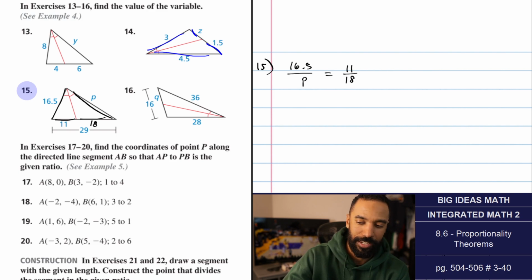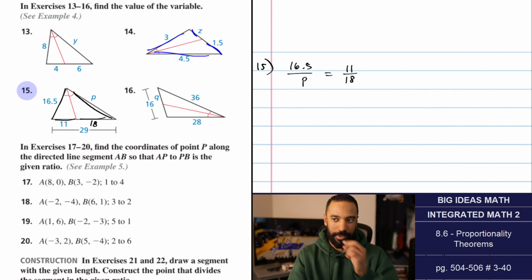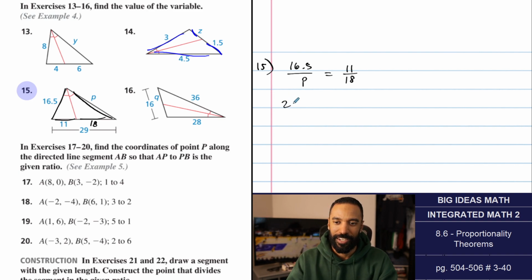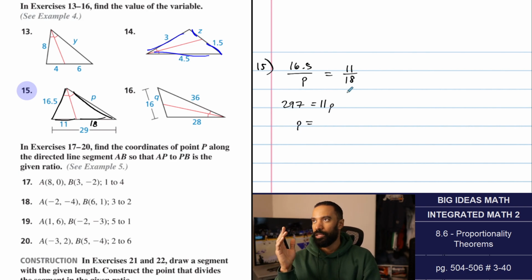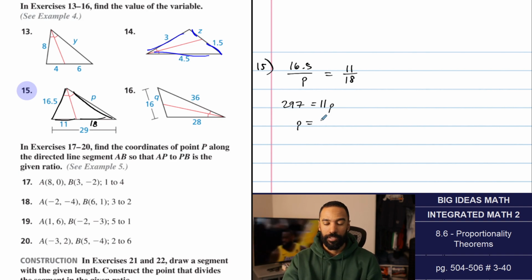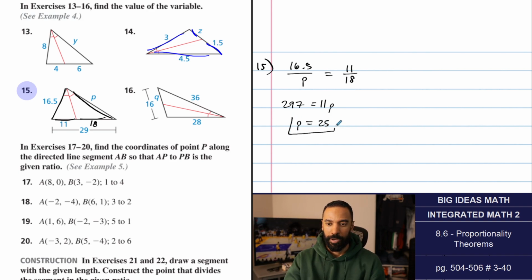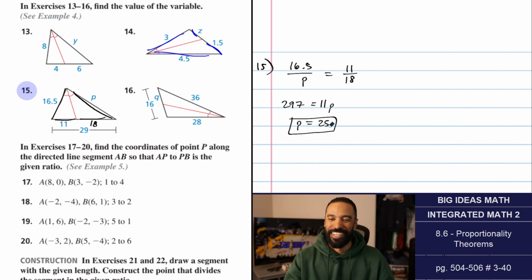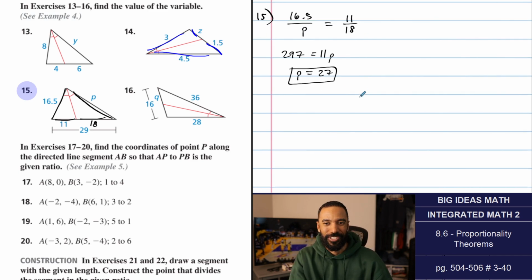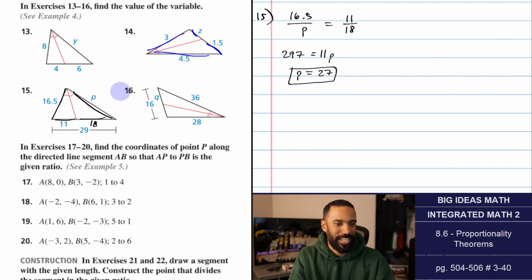16.5 times 18. Although you can do it any sort of way, sometimes there are better ways. 297. So 297 equals 11p. And 297 divided by 11. Everybody knows that. 25. Everybody knows that one. Come on. Wait. 27? Shh. All right, 27. Okay, number 16.